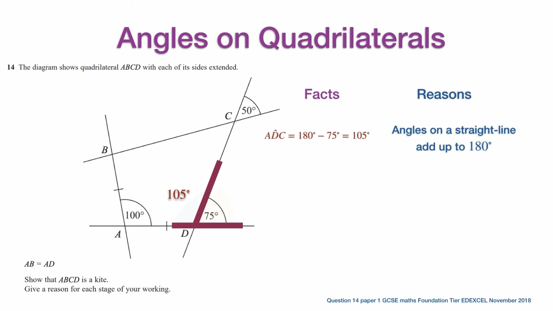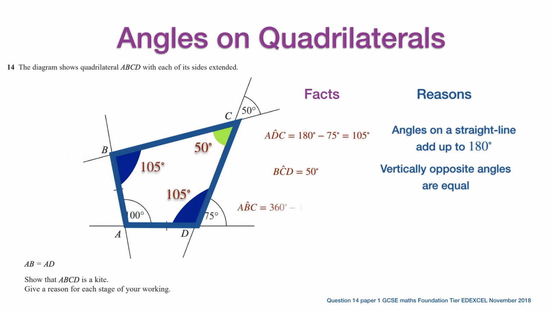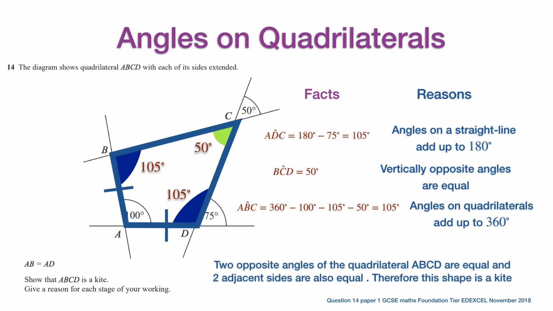This gives us angle D as 105 degrees. Angle BCD is vertically opposite to angle 50 degrees, so it is also 50 degrees. We can now find the angle ABC by subtracting 100, 105, 50 from 360 degrees, as the angles in all quadrilaterals add up to 360 degrees. This gives us 105 degrees. This is equal and opposite to the angle ADC, therefore the quadrilateral ABCD is a kite.